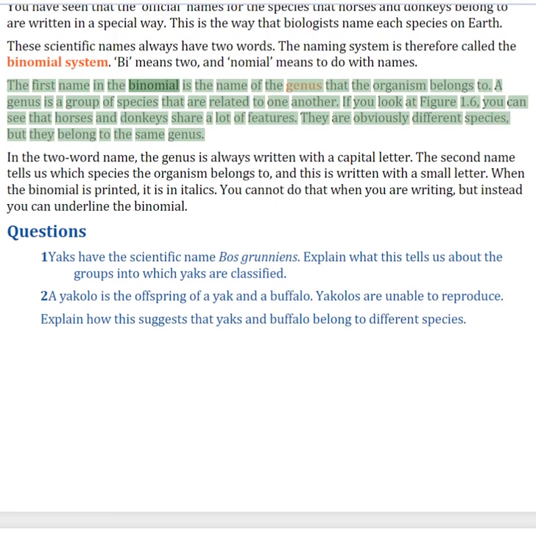The first name in the binomial is the name of the genus that the organism belongs to. A genus is a group of species that are related to one another. If you look at figure 1.6, you can see that horses and donkeys share a lot of features. They are obviously different species, but they belong to the same genus.